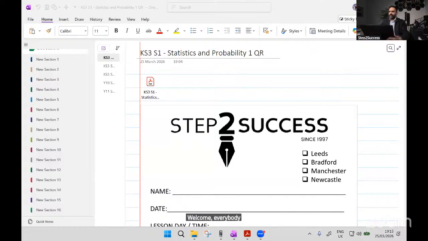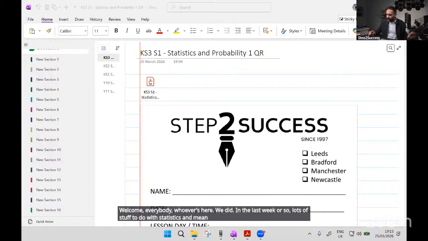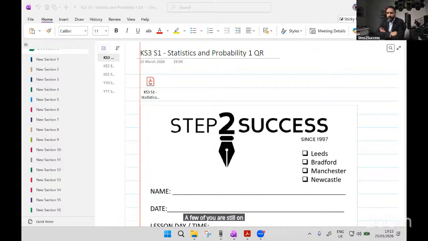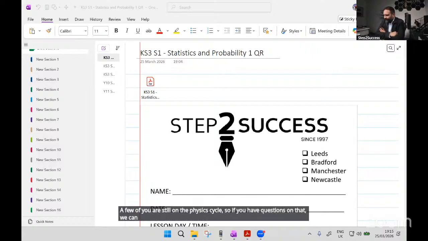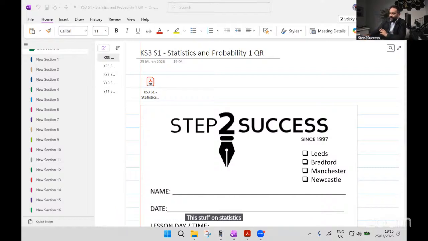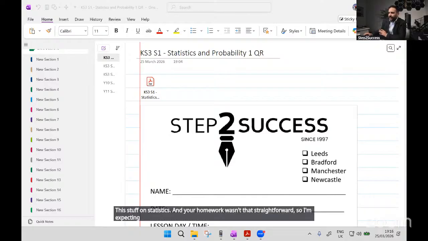Welcome, everybody, whoever's here. In the last week we did lots of stuff to do with statistics: mean, mode, median, and probability. Your homework on this, well, most of you did. A few of you were still on the physics cycle, so if you have questions on that, we can do that. But most people did this stuff on statistics. Your homework wasn't that straightforward, so I'm expecting a few questions on here, certainly on the Key Stage 3 one, not so much on the other one.